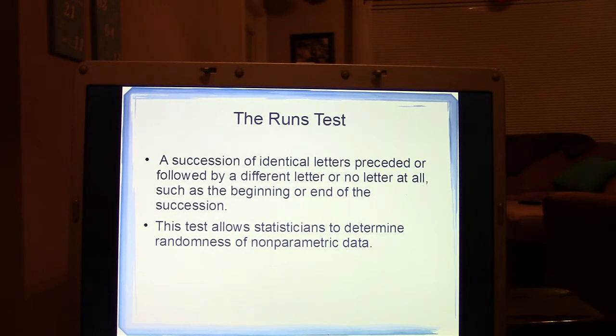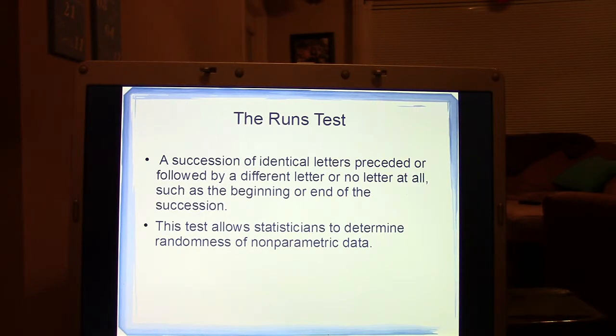Next, I will talk about another non-parametric test. This is called the runs test. This helps us to determine if our data is truly random. A run is a succession of identical letters preceded or followed by a different letter or no letter at all, such as the beginning or end of the succession. This test allows statisticians to determine randomness of this non-parametric data.